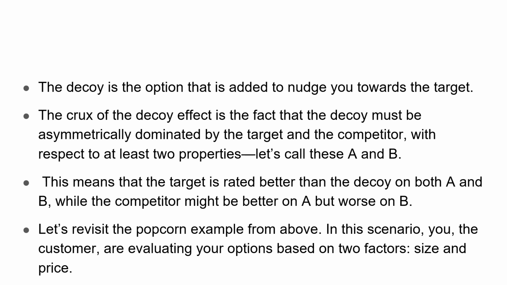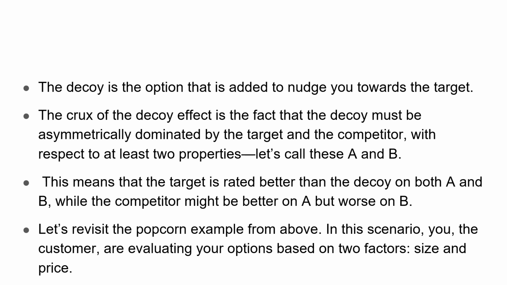What is the crux of the decoy effect? The crux is the fact that the decoy must be asymmetrically dominated by the target as well as the competitor, with respect to two properties. Let's call these properties A and B. This means that the target is rated better than the decoy with respect to both A and B, while the competitor is better on A but worse on B.